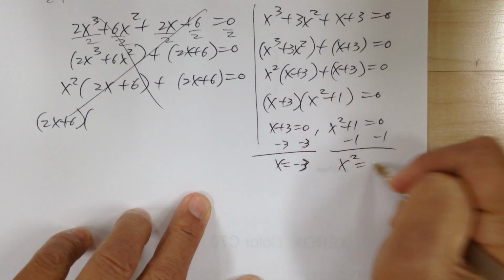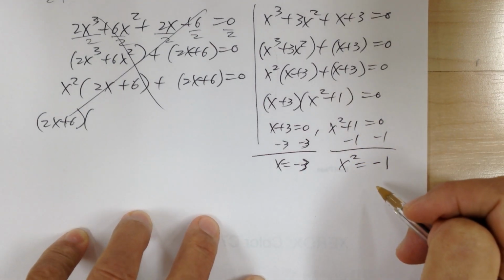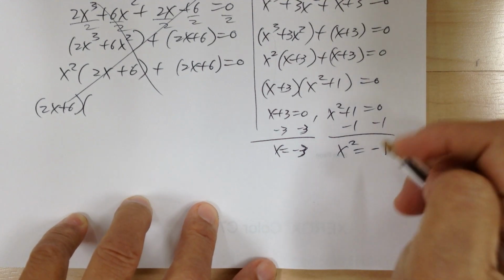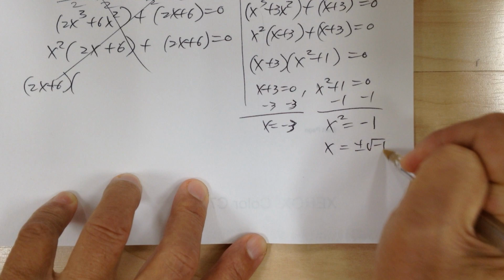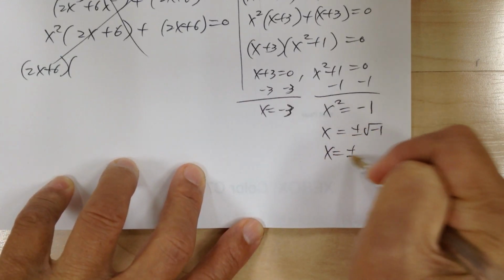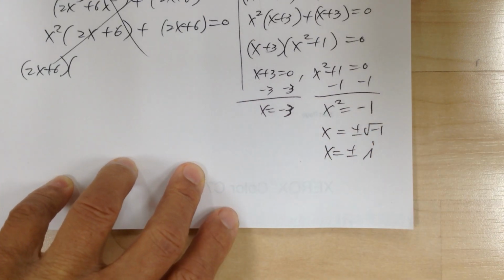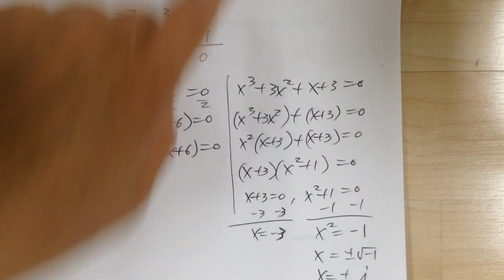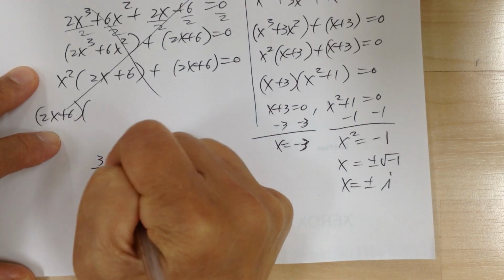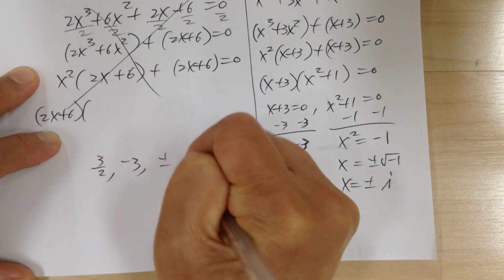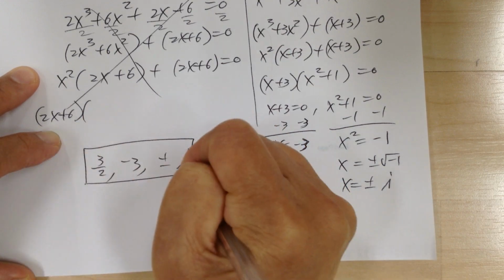Over here, minus 1 on both sides. So you got x squared equal to negative 1. And then you can go ahead and take the square root on both sides. And so x equals plus or minus i. Okay, so those are your answers. So you got 1, 2, 3, 4. So your answers are 3 over 2, negative 3, plus or minus i. Okay?